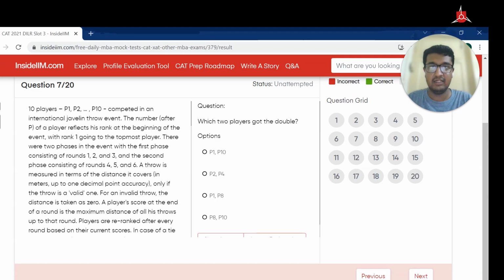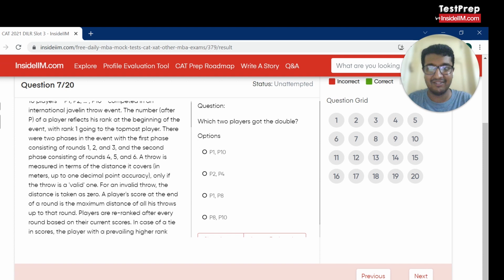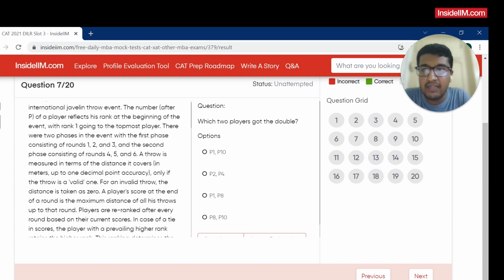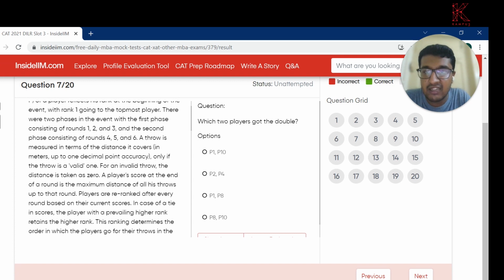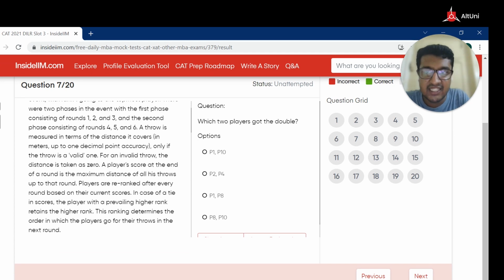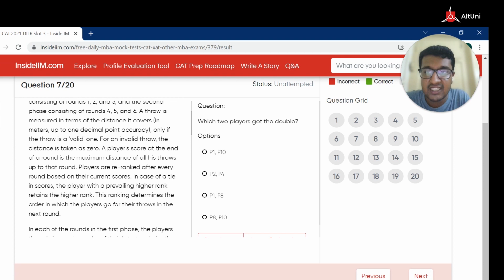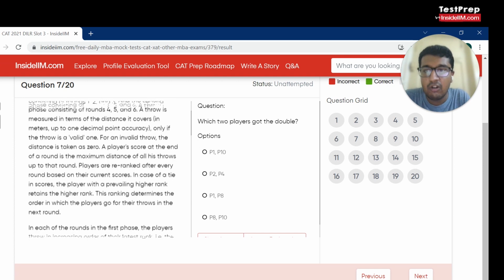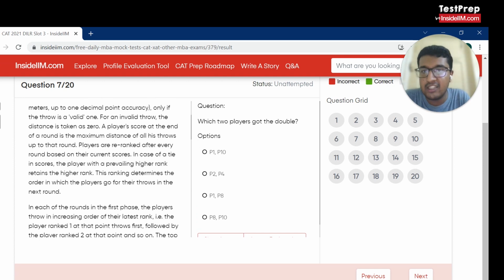Okay. So there are 10 players, 1 to 10, competing in a javelin throw event. The number after player reflects his rank at the beginning of the event. So they are in order. There were 2 phases in the event, with the first phase consisting of 3 rounds and the second phase consisting of another 3 rounds. A throw is measured in terms of the distance it covers in meters, up to 1 decimal point accuracy, only if the throw is a valid one. For an invalid throw, the distance taken is 0.